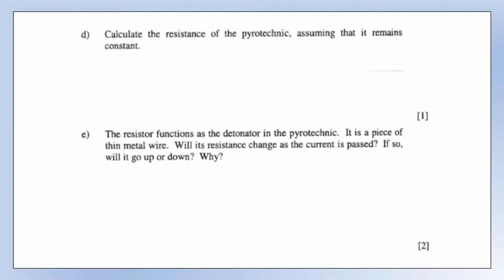Calculate the resistance of the pyrotechnic. So we can use this equation here, R equals V over I, plug in the voltage, plug in the current, and we can see we get the resistance. So the resistor functions as a detonator in the pyrotechnic. It is a piece of thin metal wire. Will its resistance change as current is passed? If so, will it go up or down, and why?